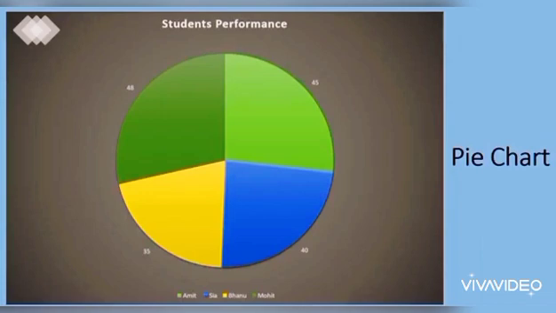This is a pie chart. A pie chart is a circular chart divided into sectors where each sector shows the relative size of each value. Like here you can see there are 4 sectors representing different values.